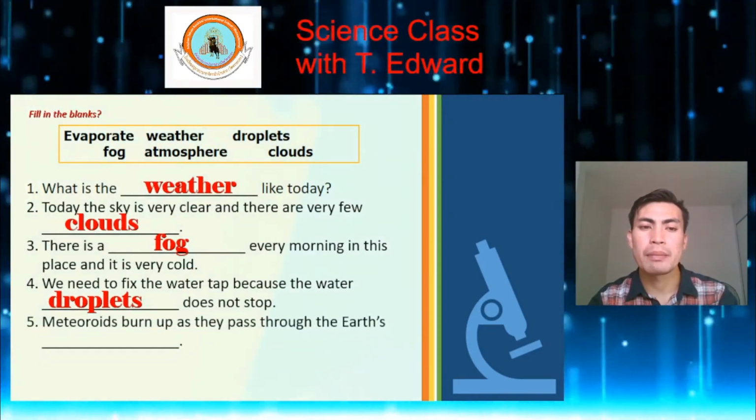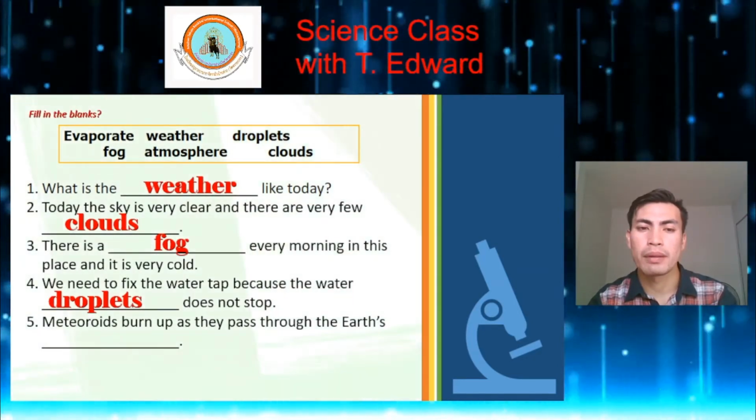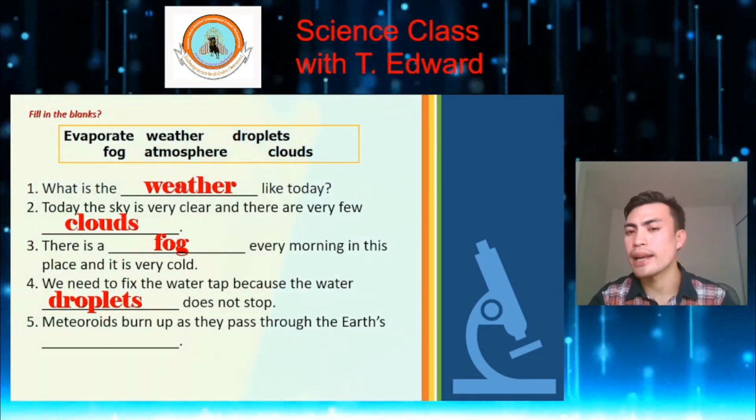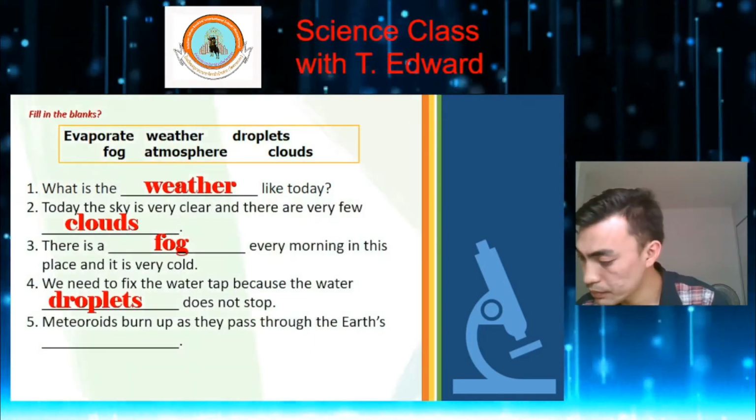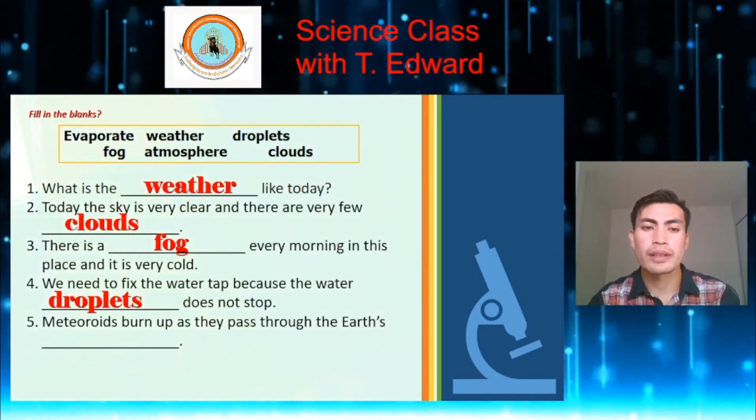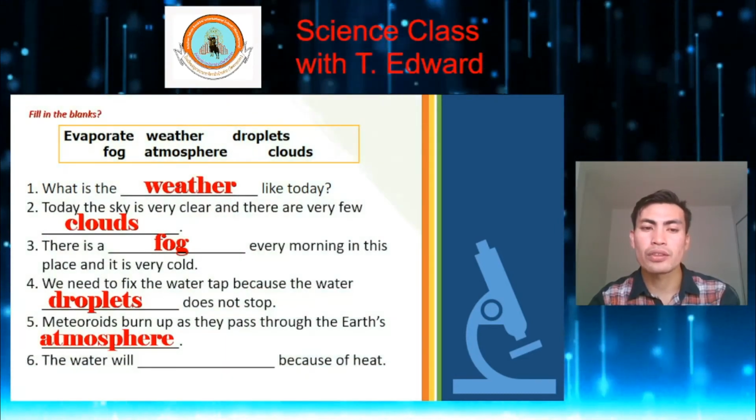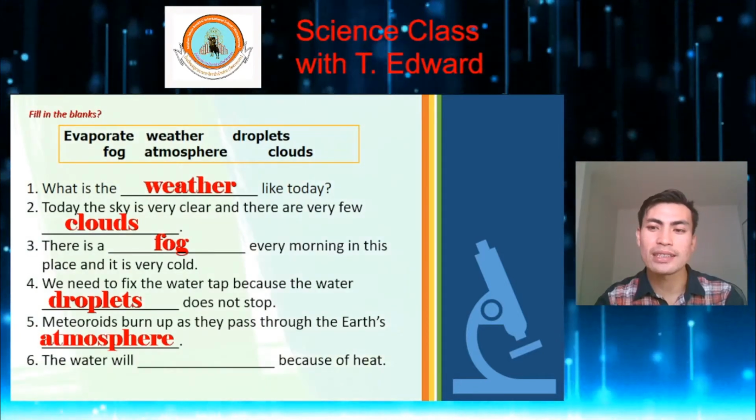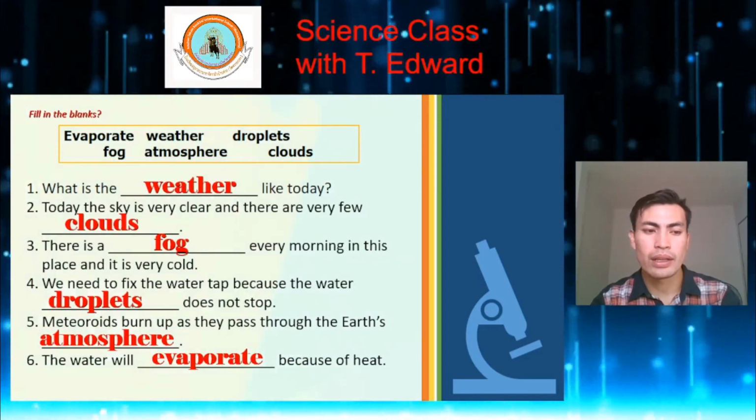Number 5. Meteoroids burn up as they pass through the Earth's blank. We only have 2 words left: evaporate and atmosphere. What do you think is the answer? The correct answer is atmosphere. Very good. Number 6. We only have 1 word left, so the answer here is evaporate. The water will evaporate because of heat.